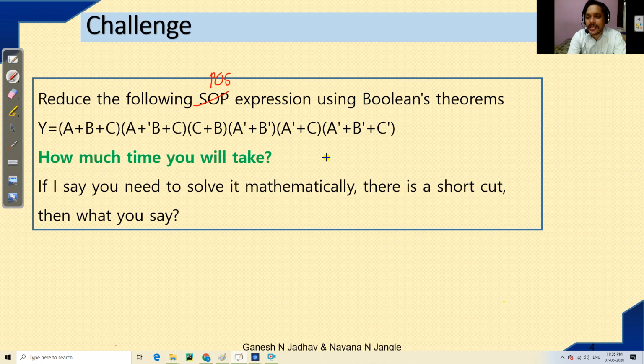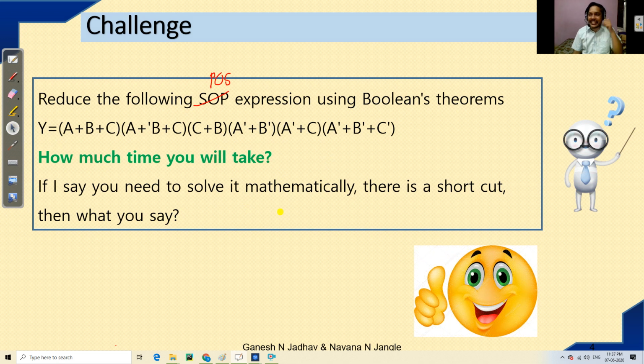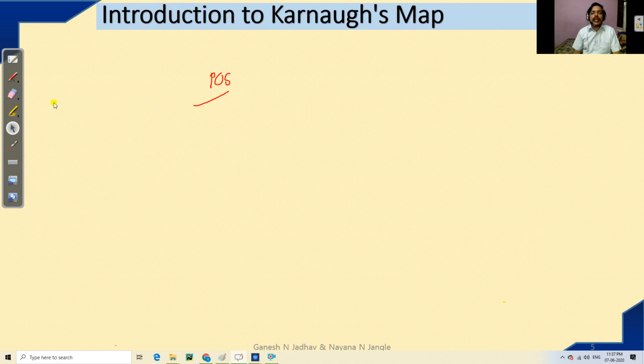Start reducing this POS equation using Boolean theorems. How much time will you need? Okay, so you think about that. How much time will you require to solve this using Boolean expressions? And if I say you need not do any mathematics for this, there is a shortcut to do all this, then how will you feel? Yes, we can solve this using another technique, and that technique is the K-map technique.